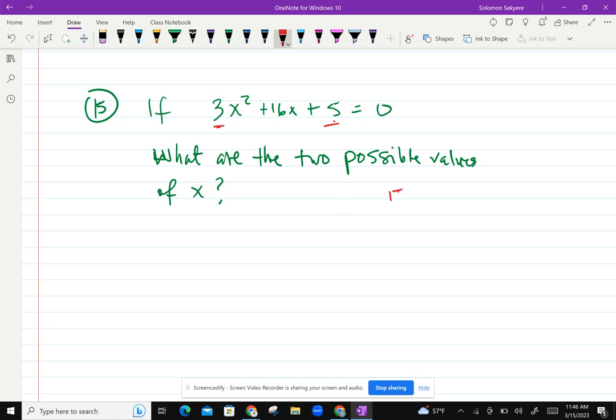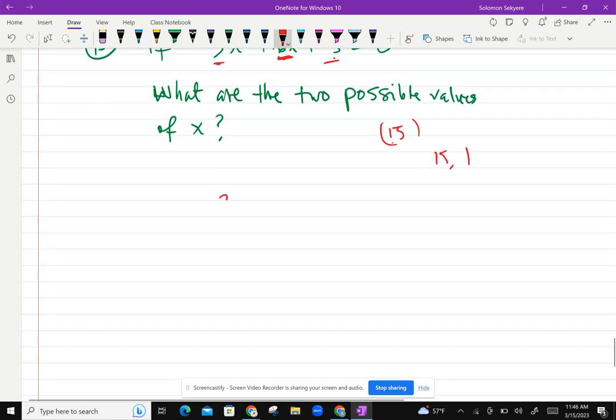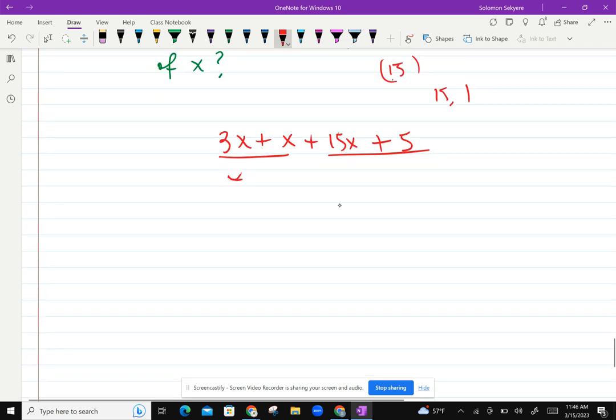Again, here, factorization by, I'm sorry, AC method. 3 times 5 is 15. Factors of 15 that add up to 16 will be what? 15 and 1. That's what you're going to split up. So 3x squared plus x plus 15x plus 5. Factor by grouping. You take x out, 3x plus 1, plus we take 5 out, 3x plus 1.